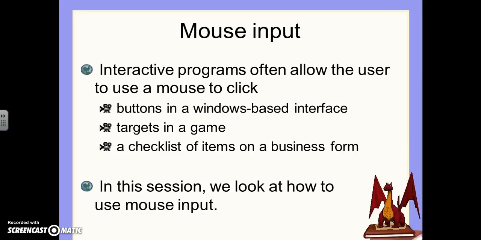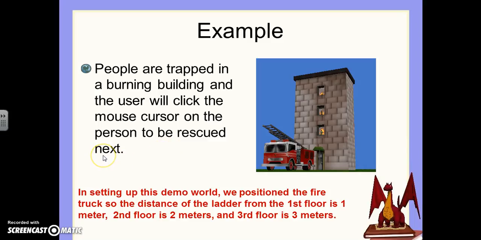Now in this session, we're going to look at how to use mouse input. The example that we are going to look at is a fire truck example. Basically, we have a burning building and 3 people that need to be saved from the burning building. We are going to write code and use the mouse to let the user dictate which person is going to be saved at what time. There's no specific order. It all depends on which part of which floor is clicked, in which case then which victim is going to be saved.